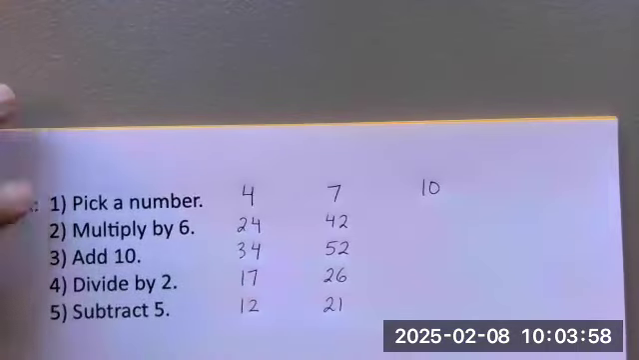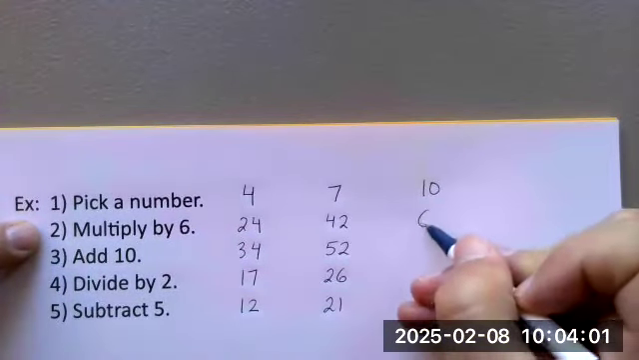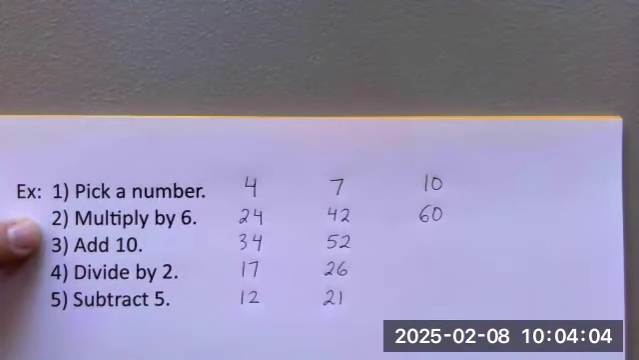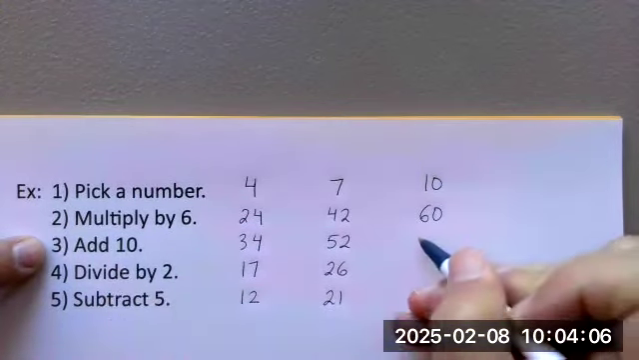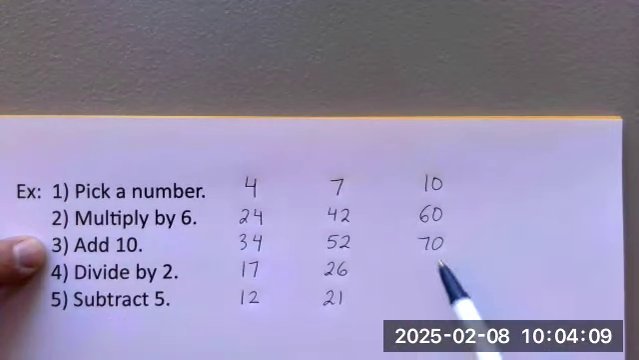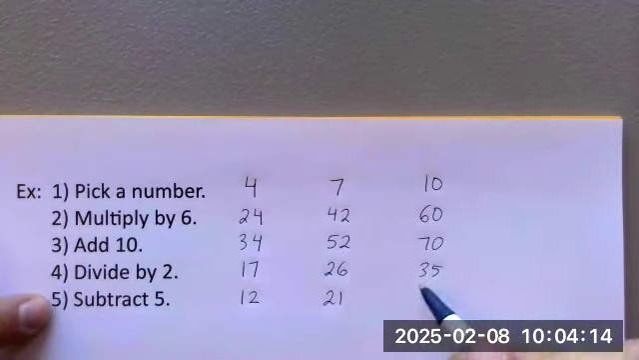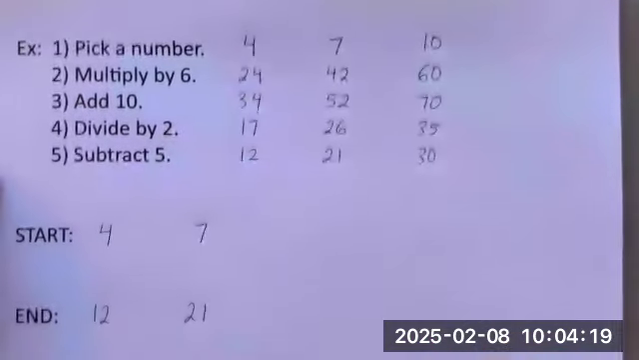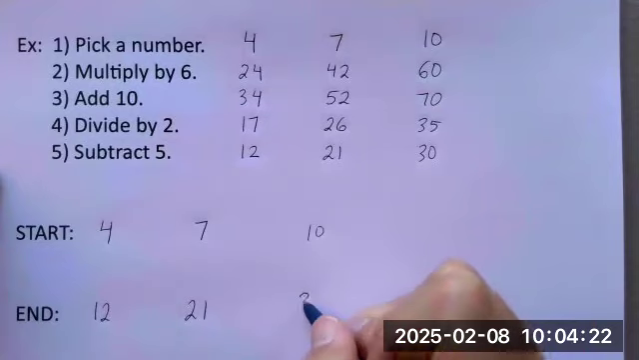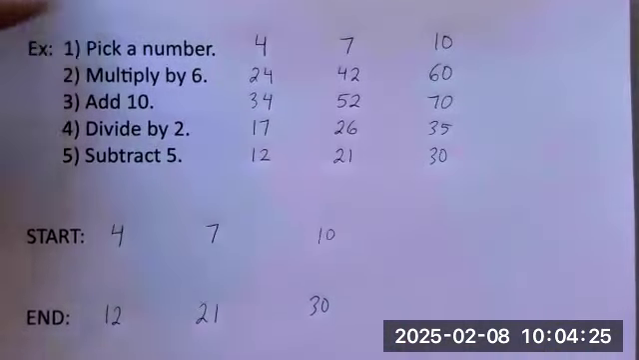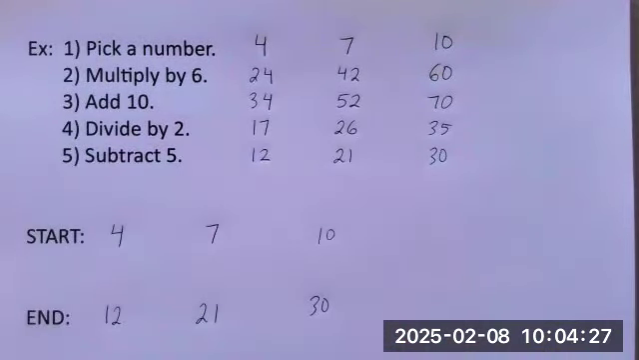If I started with the number 10 and multiplied 10 times 6, I would get 60. If I then went 60 plus 10, I would get 70. If I then went 70 divided by 2, I would get 35. And finally, 35 minus 5 would give me 30. So if I start with the number 10, I end up with the number 30. What's the pattern between what I start with and what I end with?